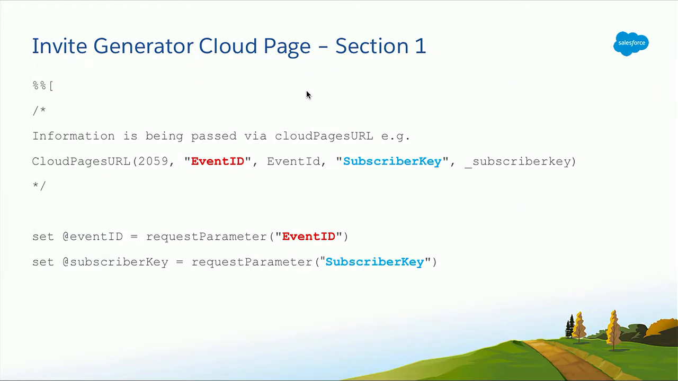And so I just want to remind you, Cloud Page's URL does encrypt the information. So once the Cloud Page URL loads, you won't see any information like the subscriber key and the event ID. That won't be in plain text in the address bar. But RequestParameter will be able to decrypt that information.